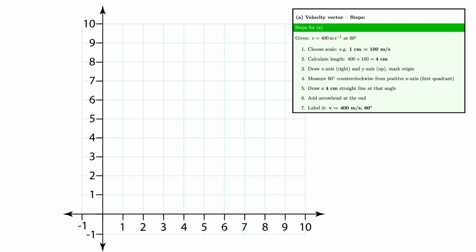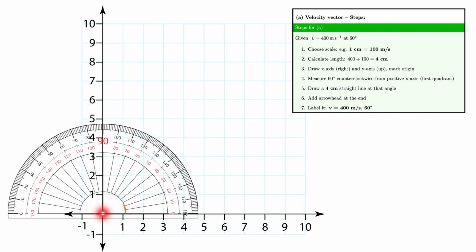Step 1. Draw your x-axis horizontal to the right and y-axis vertical up. Mark the origin where they meet. Step 2. From the origin, use a protractor to measure 60 degrees from the positive x-axis, that's counterclockwise, into the first quadrant, up and to the right.